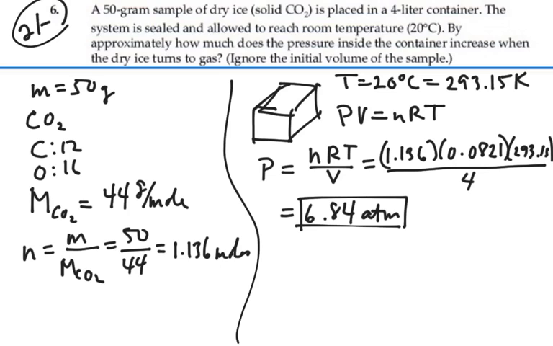That is the additional pressure contributed by the CO2 gas, and so that will be the change in pressure over whatever pressure we had to begin with because of these extra gas molecules in the container. 6.84 atmospheres.